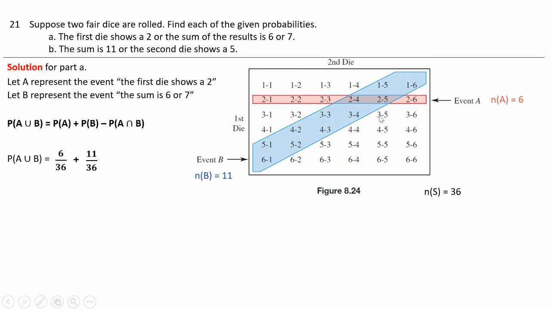Now, where do A and B intersect? Where do these two intersect? They intersect right there, at 2,4 and 2,5. So it's going to be 2, so it'll be minus 2 over 36. So 6 plus 11 is 17, 17 minus 2 is 15, and then we simplify. The answer is 5/12. That's the answer for part A.